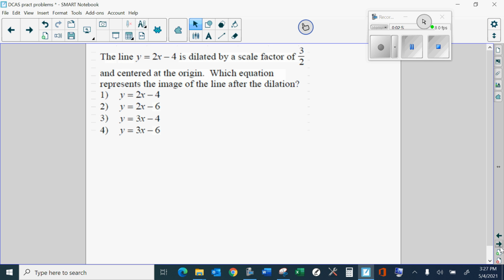The line y equals 2x minus 4 is dilated by a scale factor of 3/2. So we're talking about dilations here, centered at the origin. It's key, centered at the origin. Remember, parallelism is preserved, so it keeps the same slope. And all I do is multiply the y-intercept by the scale factor. So 1.5 times 4 is 6. So y equals 2x minus 6 right there.